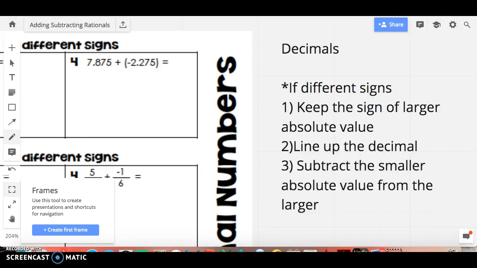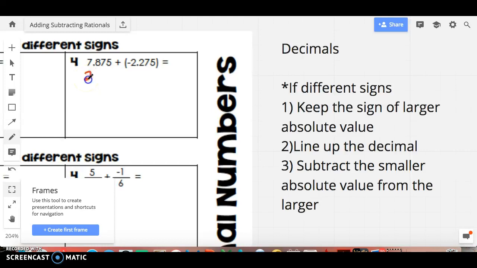So let's continue adding rational numbers, decimal numbers. Look at these two now. These have different signs. We have a positive, those piles, and then we have the opposite, holes. So piles and holes, if you have different signs, you're going to keep the sign of the larger absolute value. If I look at 7 and 875 thousandths and negative 2 and 275 thousandths, 7 and 875 thousandths has the larger absolute value. So I am going to keep the sign of that, and then I'm going to line up the decimals. Let me line them up.